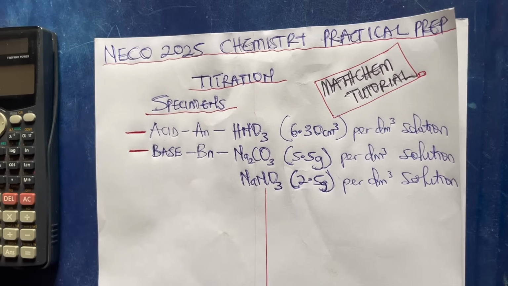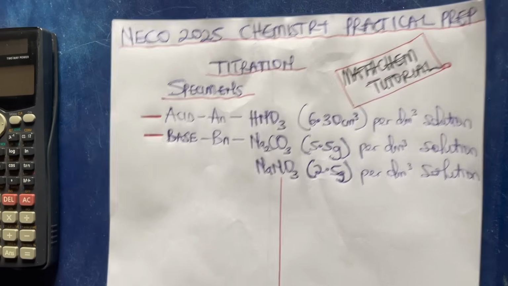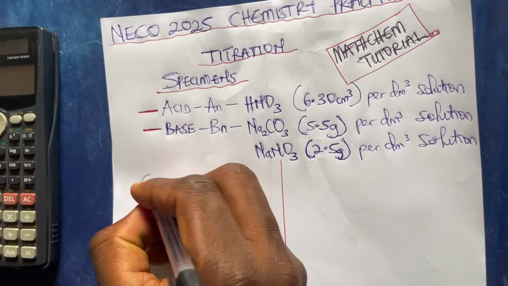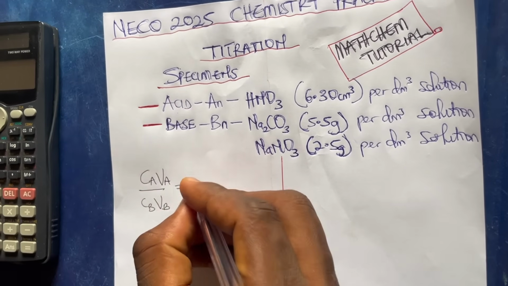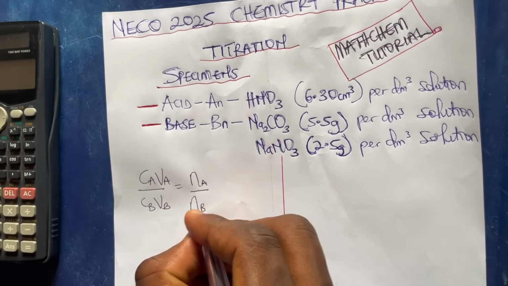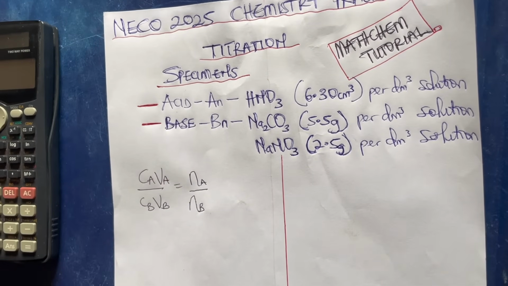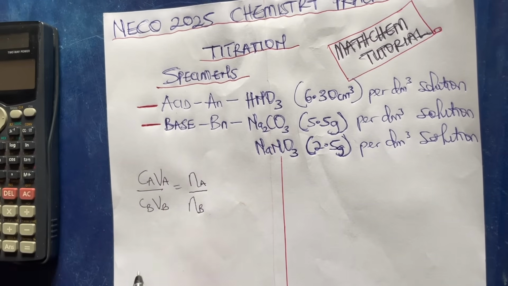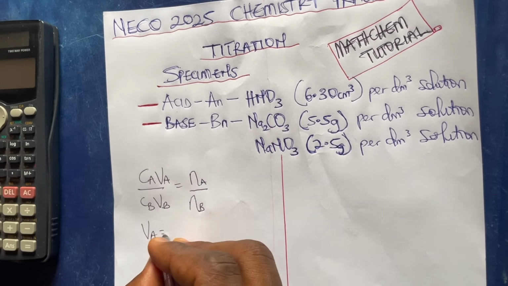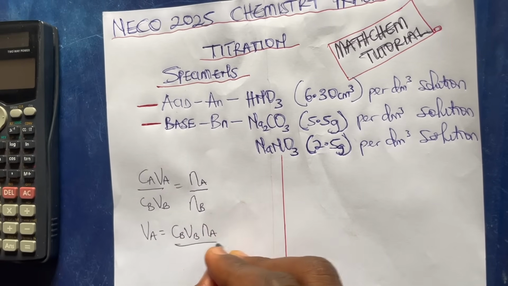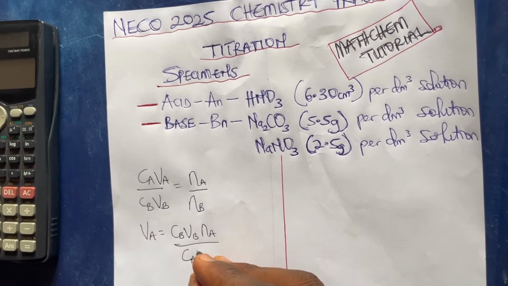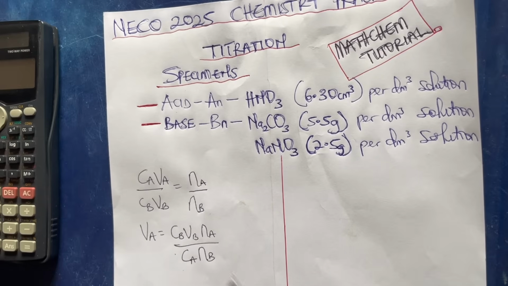The formula you will use whenever you want to calculate the volume of acid used for this titration without doing the experiment is this formula: CAVA over CBVB equals NA over NB. I'm very sure many students are familiar with this formula. Making VA the subject of the formula, VA equals CBVB NA all over CA NB. So this is the formula you are going to use.